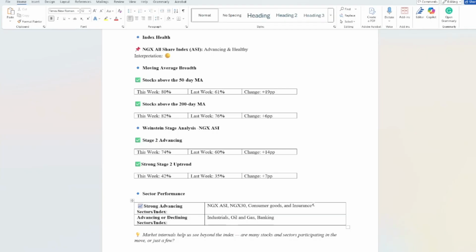That is why I give it this star. But it's advancing, meaning it's going up, but it's trying to get to a stronger uptrend within the advancing stage. Other sectors which might either just be advancing or declining include the industrials, oil and gas, and the banking sectors. Again, market internals helps us to see beyond the index. Are many stocks and sectors participating in the move, or just a few?